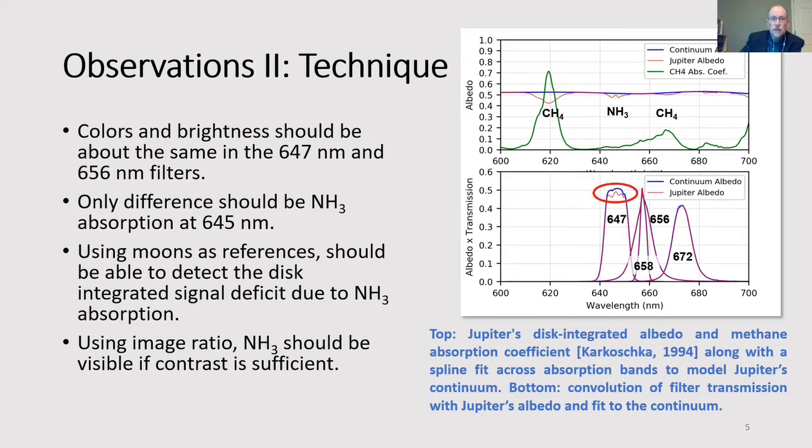And you can see that right there, where we've taken the signal up here. The red line shows the actual albedo of Jupiter. The blue line is a fit across the absorption band, so it represents kind of a quasi-continuum if there wasn't this absorbing gas there. And if you run both of those through the filter, the 647 filter, and actually the other filters, you see there's a difference right there in the 647 filter at the top there. It's a few percent, but there's no difference in the other filters.